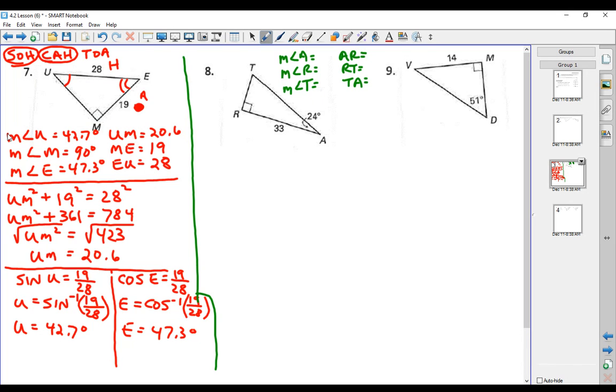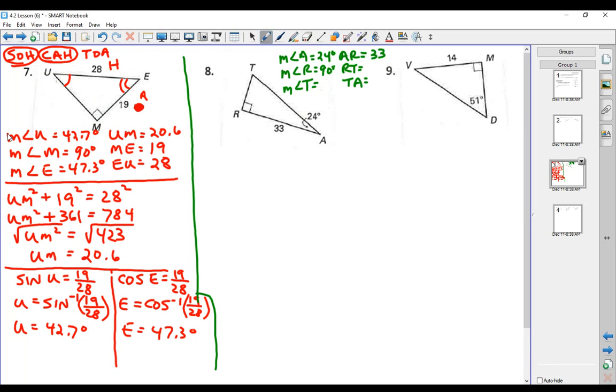Now, as always, we want to write down what we already know. We know that angle R is a 90-degree angle. We know that angle A is a 24-degree angle. We know that side AR is 33. Now we have to find an angle and two sides.